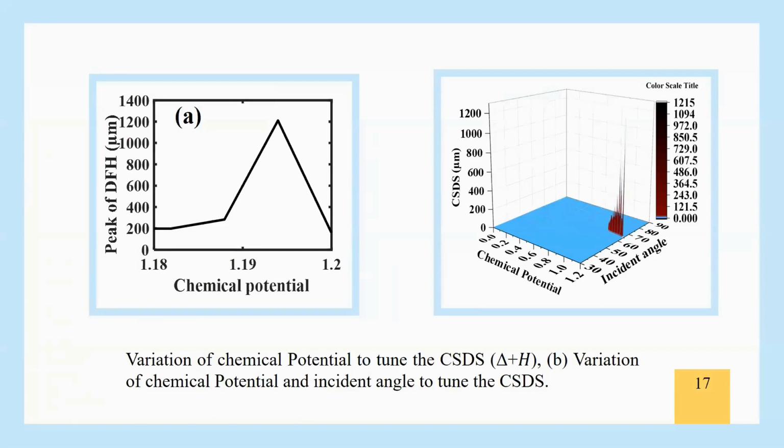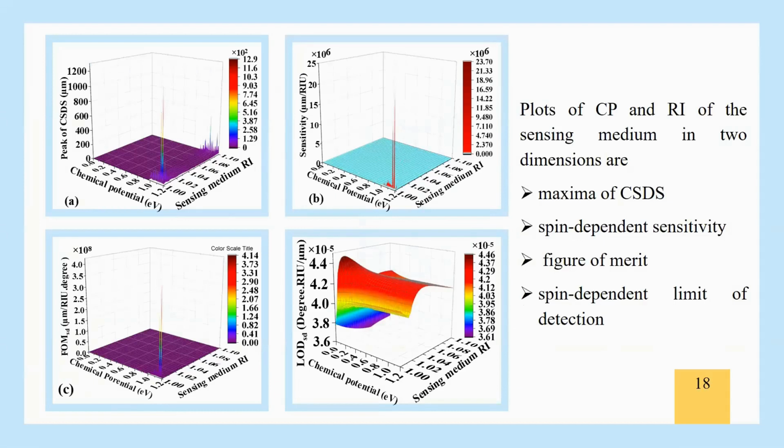And then we vary the chemical potential. After varying the chemical potential and applying the graphene, the spin dependent splitting goes to near about 1 to 1.5 at the chemical potential 1.939. And then we obtain the sensitivity, figure of merit, and limit of detection by varying the refractive index from 1 to 1.1, and the chemical potential varies from 0 to 1.2.